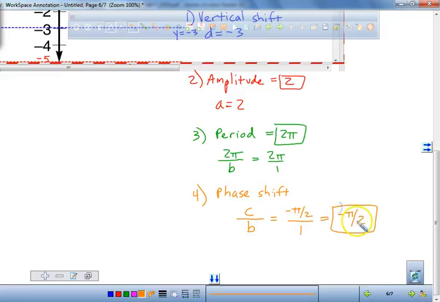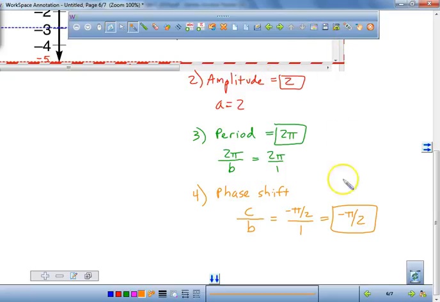Great. You have your phase shift, but what does that phase shift mean? We're going to talk about what that means. It's going to slide over. That graph's going to slide over negative pi over 2 to the left. That's what it's going to mean. So I'm going to show you what it looks like in the graphing calculator.